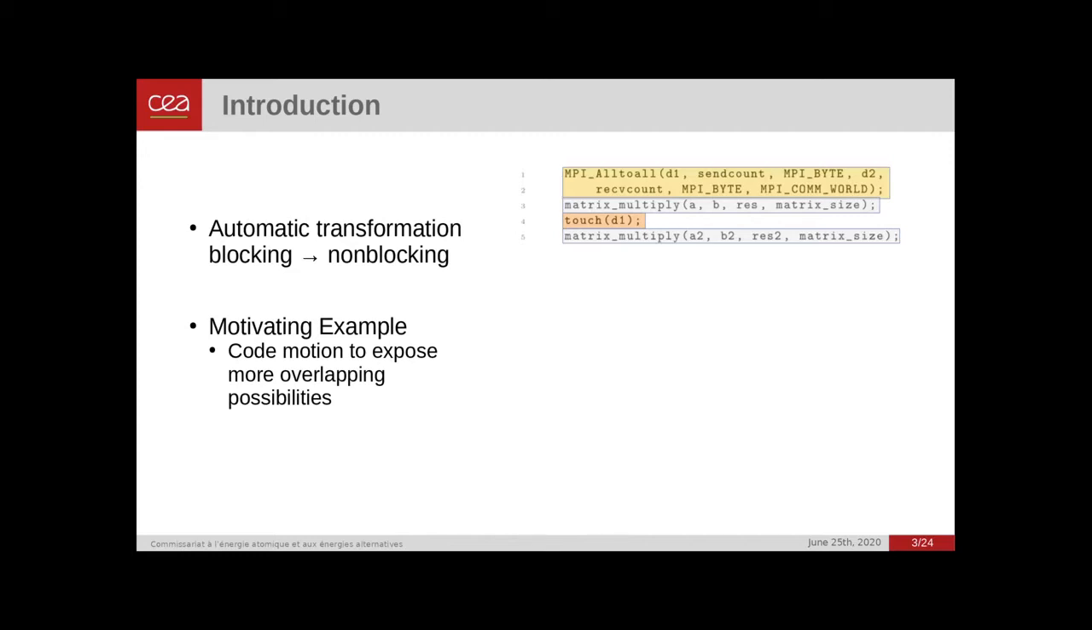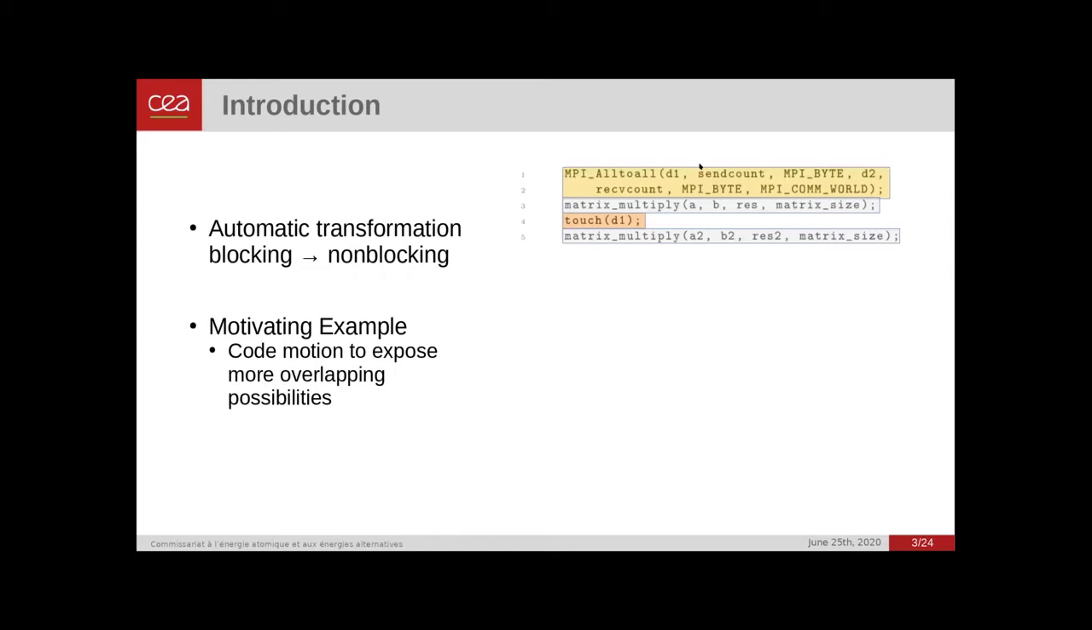Here we have an example of the transformation that we are going to present. First, you have our blocking call, an MPI all-to-all blocking call. In this code, you have two matrix computation statements that are perfectly independent of the communication. But you also have that touch call, which is using D1, and D1 is one of the communication arguments of the blocking call.